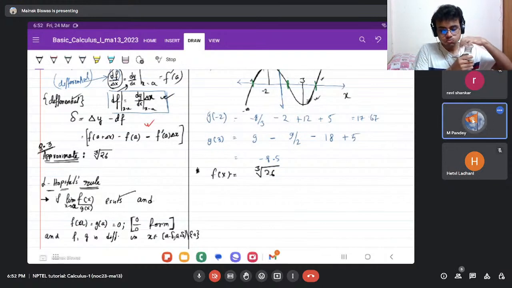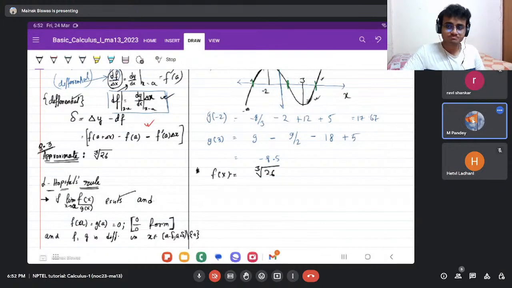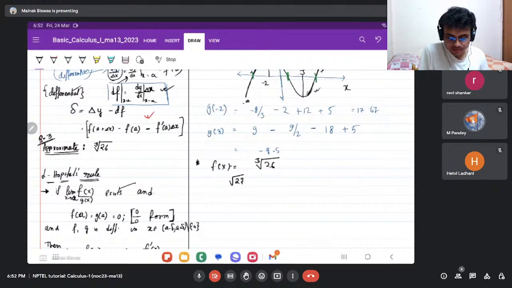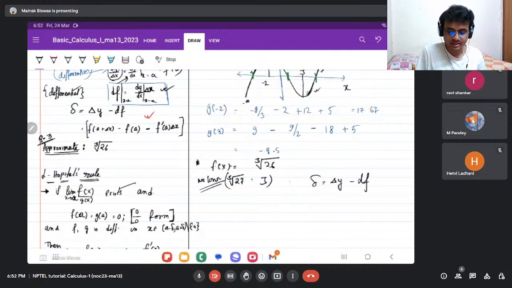Yes, that I understand. So I just explained this thing. So what did I do? You see, root 27 is 3, right? We know this. Now how do I do this? To do this, we have seen delta is equal to delta y minus df, right? This is the error.